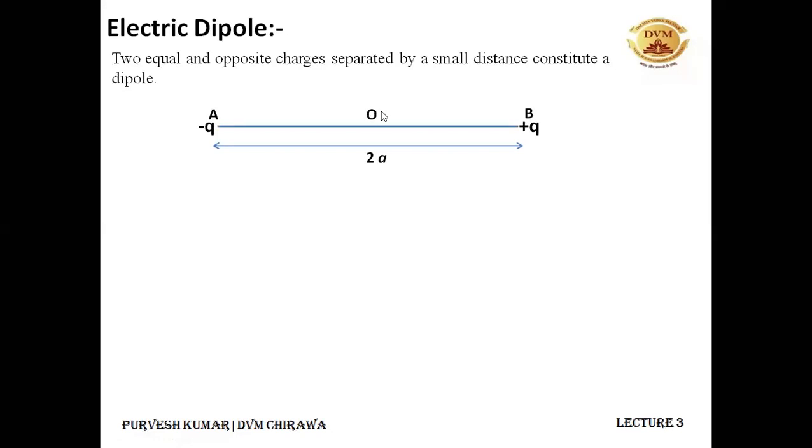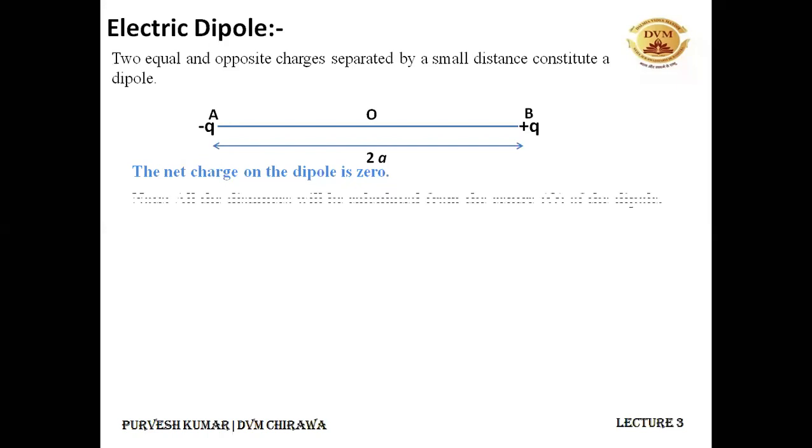O is the midpoint of this dipole. AB is the dipole, and O is its midpoint. The net charge on the dipole is 0. So when I talk about this system on the whole, this plus Q charge gets cancelled by this minus Q charge, and the net charge of the dipole is 0. We all know that when two charges have equal magnitude and opposite sign, when we add them, the net charge comes out to be 0.